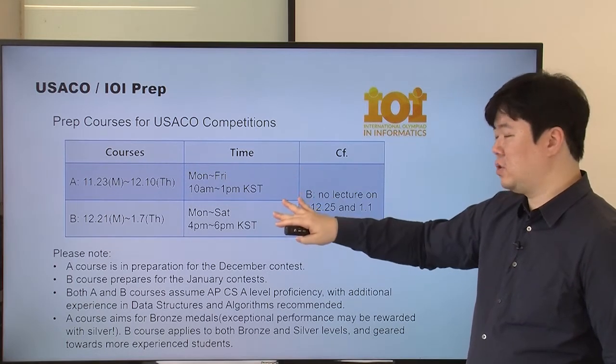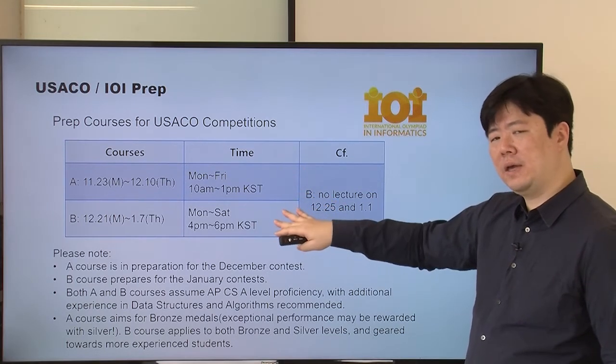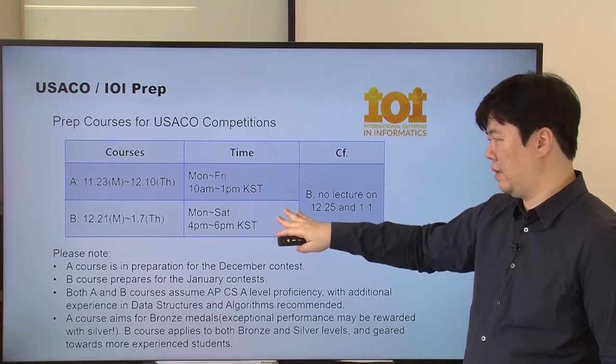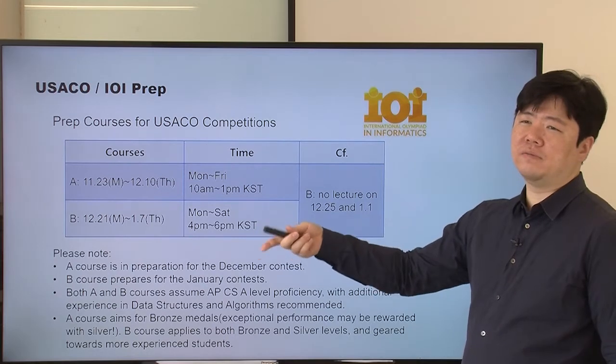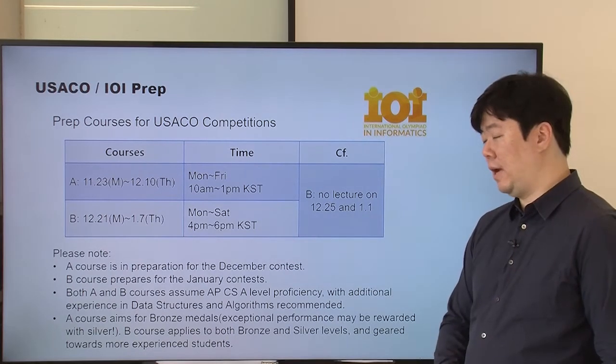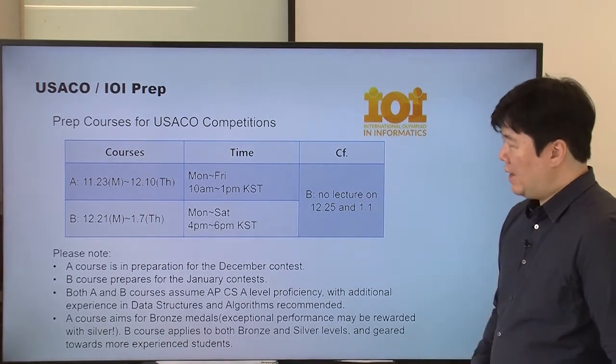So then you can just join in and it's perfectly fine. You can actually join in the bronze group after taking this, bronze for the first time in January, and then you can continue on to February and March, right? So that's the plan for USACO.